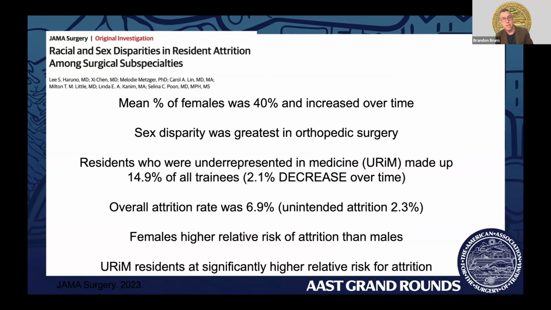These were some of the big take-homes. The mean percent of females was 40%, and that actually increased over the time of the study. Sex disparity in residency was greatest in orthopedic surgery. Residents who were underrepresented in medicine made up 14.9% of all trainees, and that number actually decreased over time. The overall attrition rate was about 7%, unintended 2.3%. Females had higher relative risk of attrition than males, and underrepresented in medicine residents were at significantly higher relative risk for attrition.